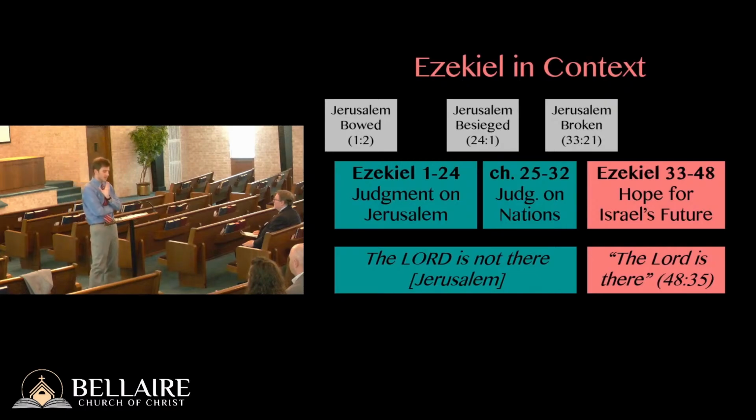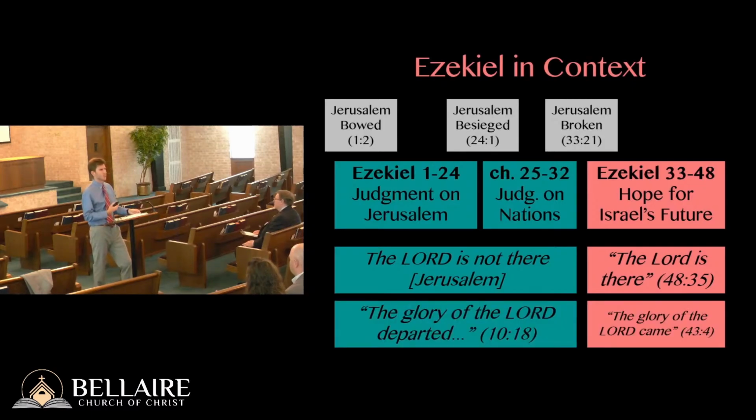The theme of the hopeful part of the book will be the temple of God that Ezekiel envisions, and the Lord is there. In a similar way, we're going to see in a couple chapters the glory of the Lord departing from the temple in Jerusalem, and then in the end of the book, the glory of the Lord will come on this envisioned temple in the New Jerusalem that Ezekiel sees in the last several chapters of the book.